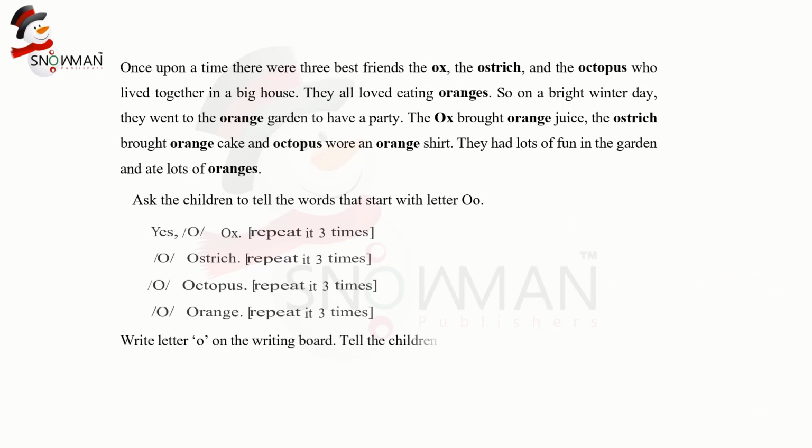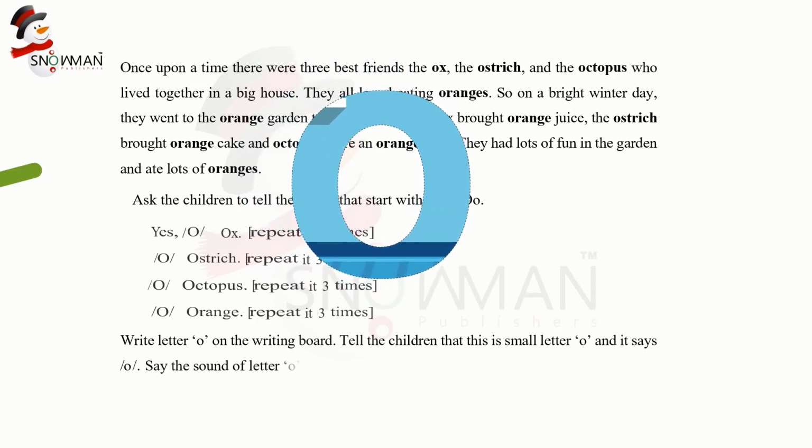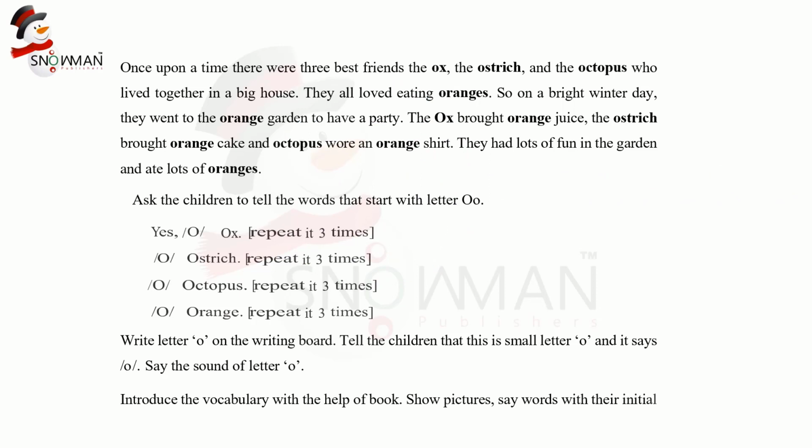Tell the children that this is small letter O and it says O. Say the sound of letter O. Introduce the vocabulary with the help of the book. Show pictures and say words with their initial sound. O, ox. O, ostrich. O, octopus.